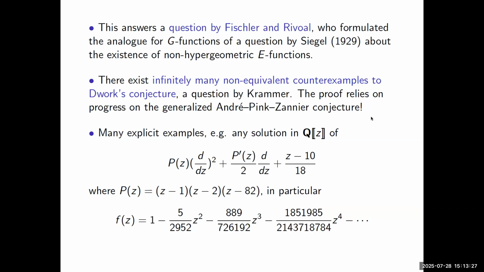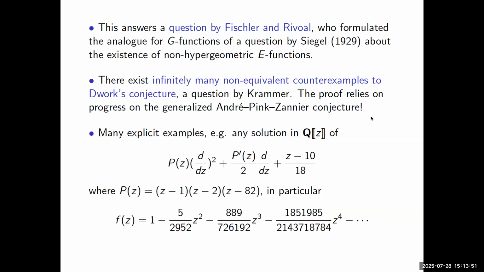So this is something that cannot be obtained in terms of hypergeometric series. It is of order 2, which is the minimal possible, and it has 4 singularities, which is also the minimal number, because everything with 3 singularities can be obtained from hypergeometric series. And the other comment is that this was a question of Fischler and Rivoal.